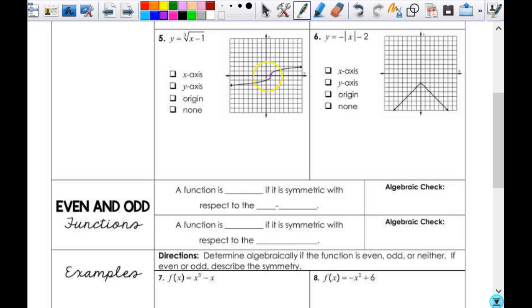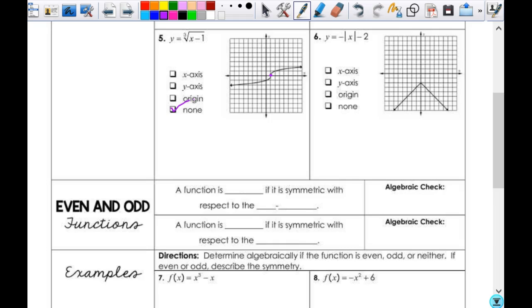It's not, because look, this point is 1, 0. If you rotate it about the origin, then it's going to be over here, and it's not the same thing, right? So the point of rotation is not the origin, so this one is none. It has rotational symmetry, but it is not origin symmetry. If that center of rotation is not the origin, then we don't care. Okay, doesn't count. We good?